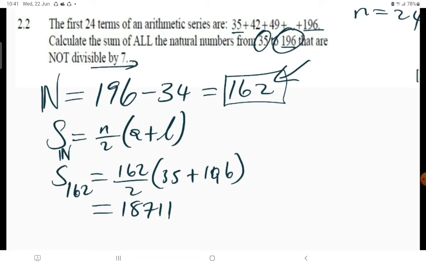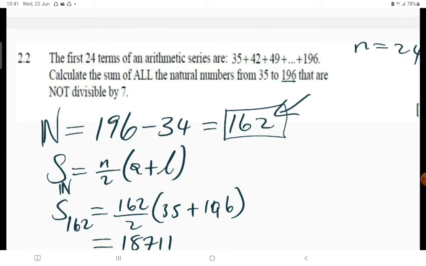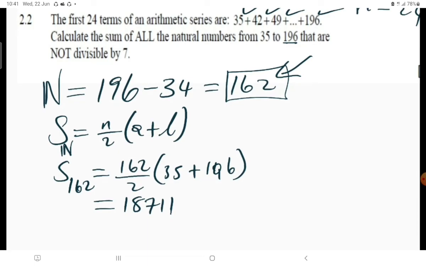But let's get to the question now. Let's determine the sum of all natural numbers that are not divisible by 7, which means we need to subtract all the natural numbers that are divisible by 7. The numbers divisible by 7 that you don't want in this sum are the ones given over there, because all these terms are divisible by 7 and you don't want them. So we need to remove the sum of them from the general sum that we got for all the natural numbers from 35 to 196. This is the sum of them.